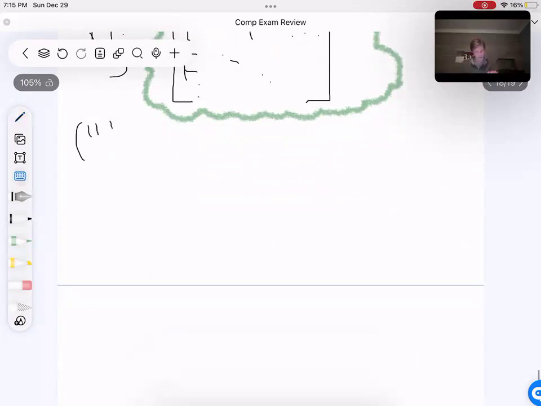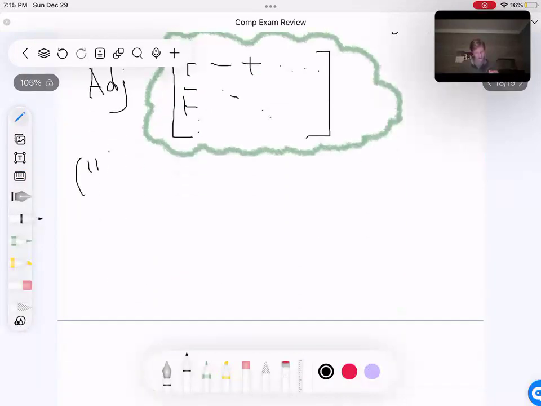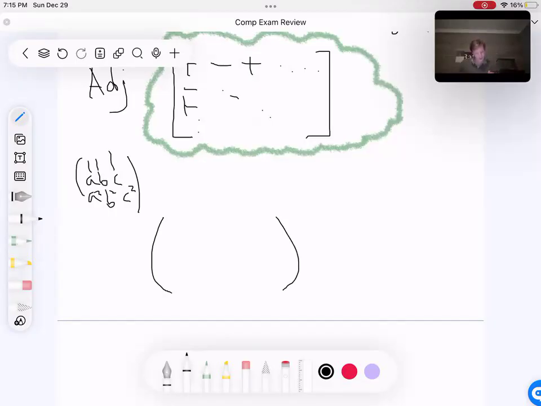1, 1, 1, A, B, C, A squared, B squared, C squared. Awesome. So the determinant of the minor, let's compute that. That's going to be BC squared minus B squared C for the first entry. And because it's positive, we don't have to do anything crazy with that. For the second entry, it's going to be negative, AC squared minus A squared C.